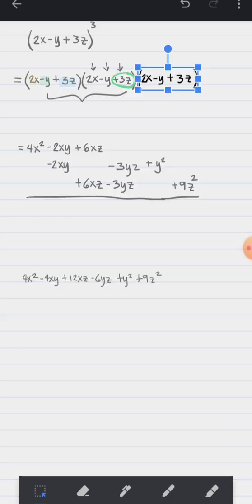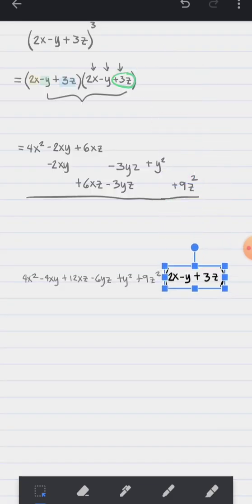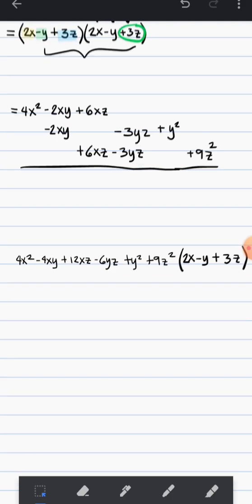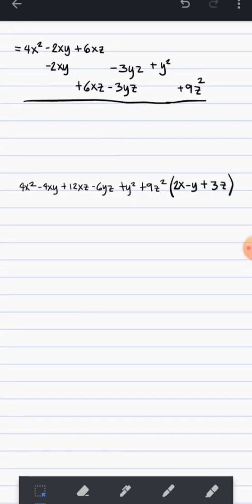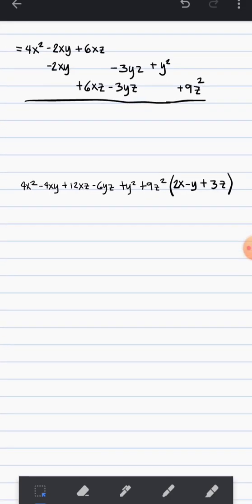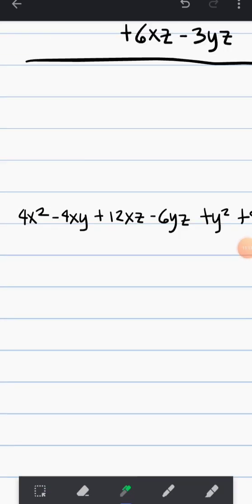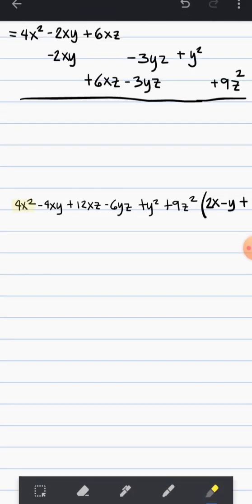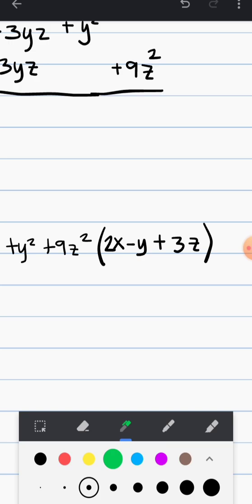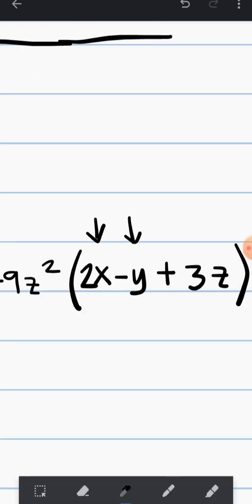Here, times this one. Again, this is going to be a long process due to distribution. But join me and let's solve this. Let's do this. So this term right here, 4x squared, we're going to distribute to each of these terms.